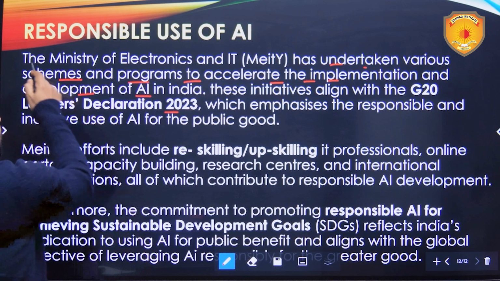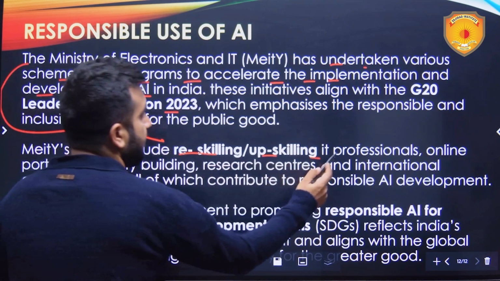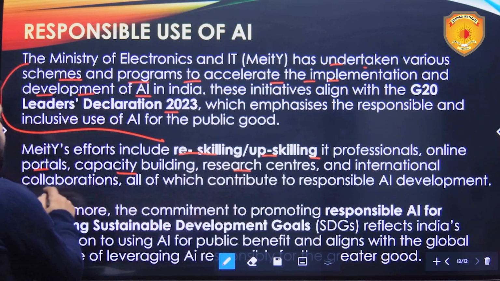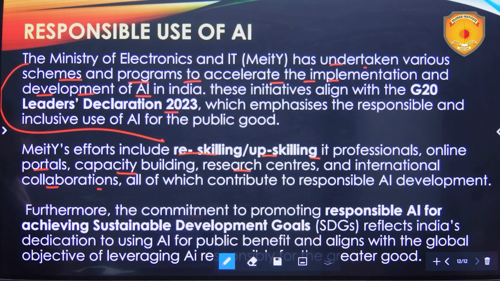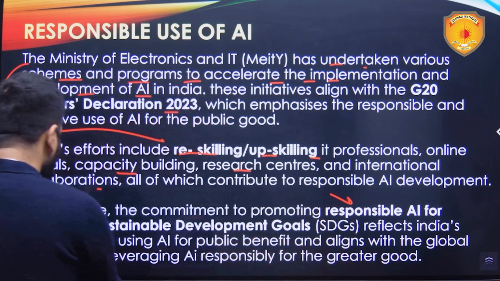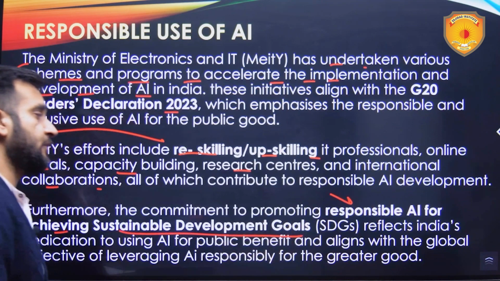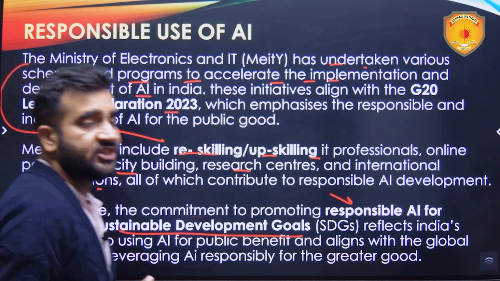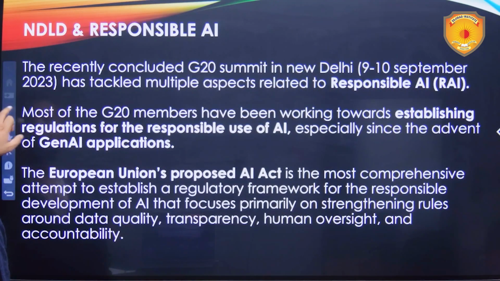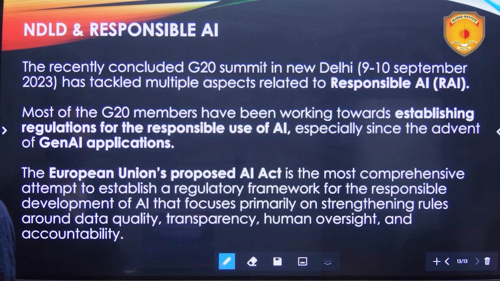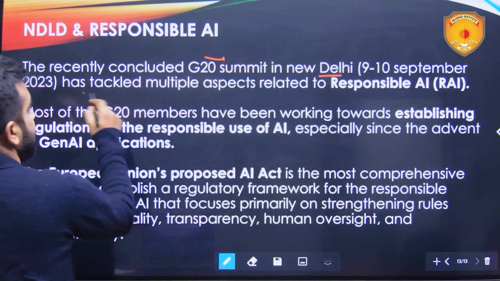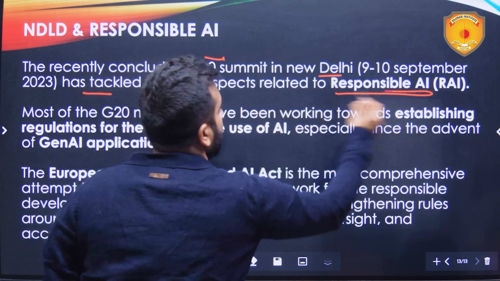These efforts include reskilling and upskilling of professionals, online portals, capacity building, research centers, and international collaborations. Furthermore, there is the commitment to promoting responsible AI for achieving the SDGs, the Sustainable Development Goals, which have to be achieved by the year 2030. The New Delhi Leaders Declaration on Responsible AI, from the recently concluded G20 summit in New Delhi on 9 to 10 September, has tackled multiple aspects related to responsible AI.